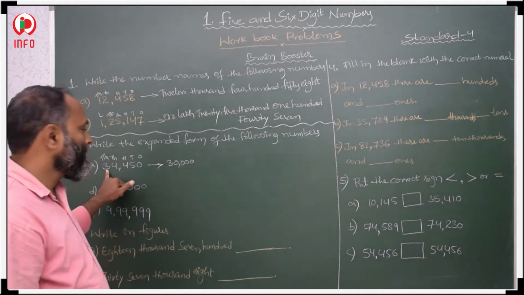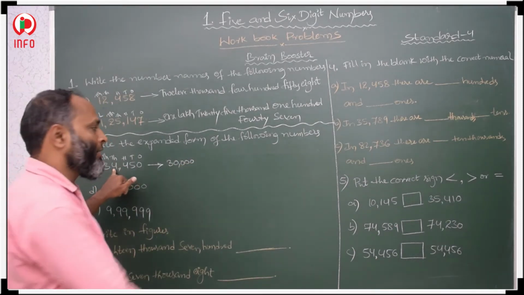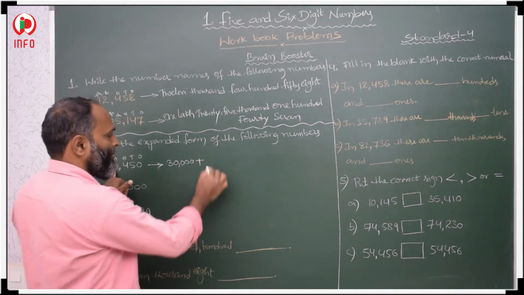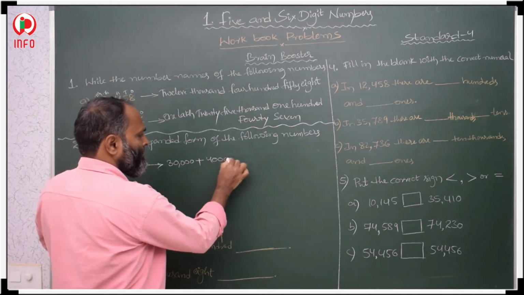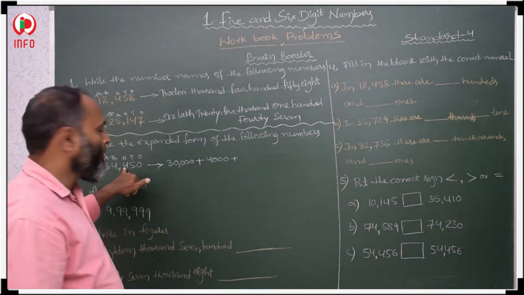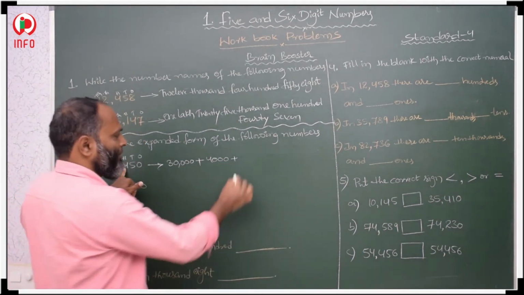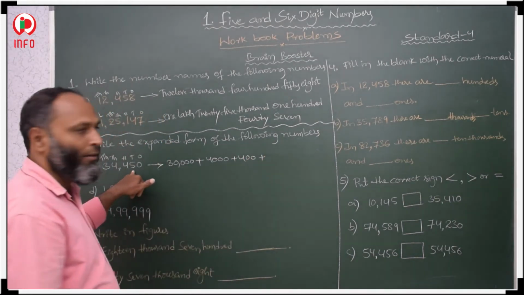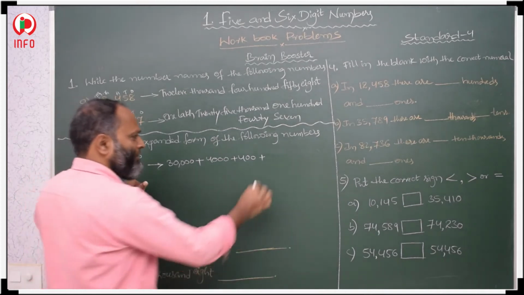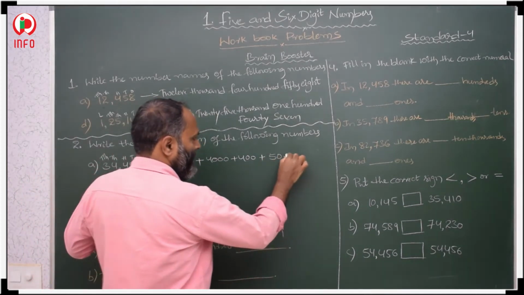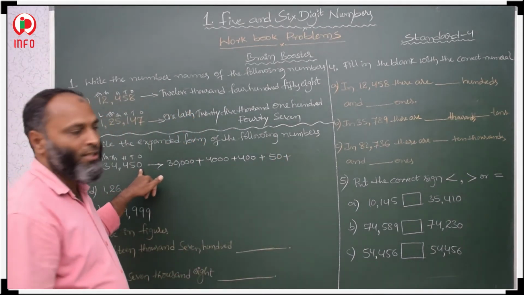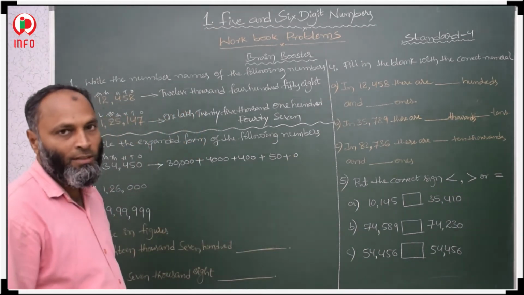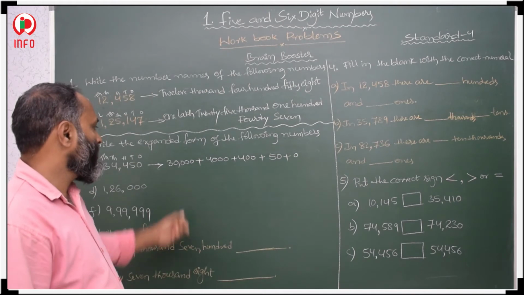30,000. 4 is in thousands place, so 4,000 plus. 4 is in hundreds place, that is 400. Then 5 is in tens place, 50 plus. 0 is in ones place. If you want to take 0, you can, otherwise no need to take 0. So this is in expanded form.